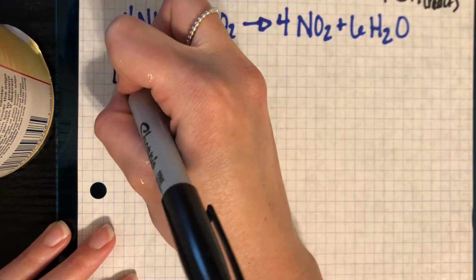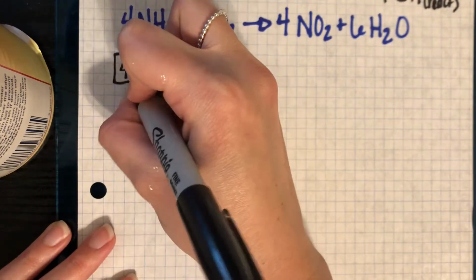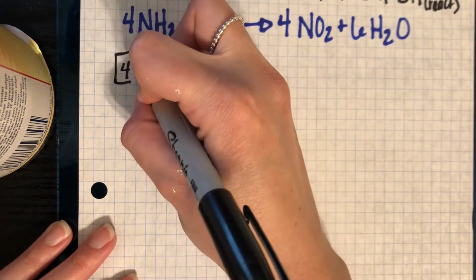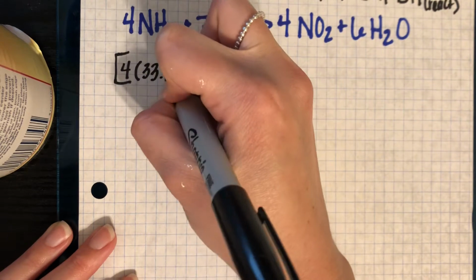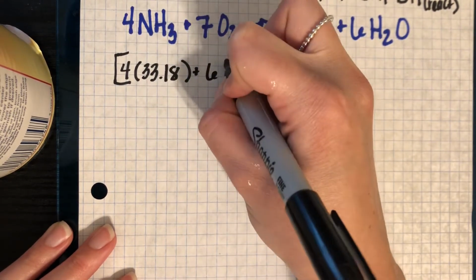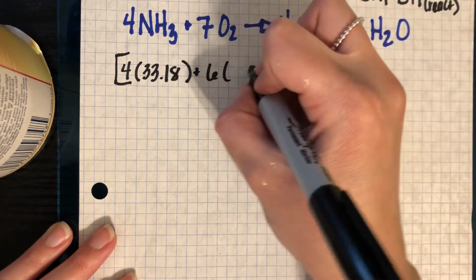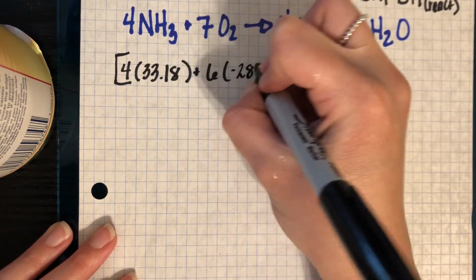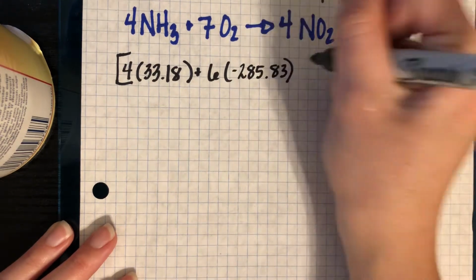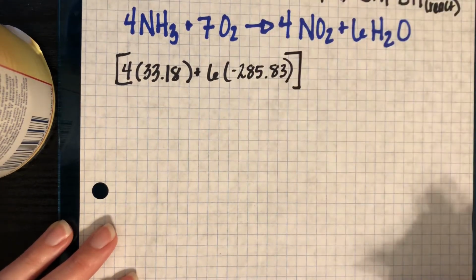So starting with products, we have 4 times 33.18 for the NO2, plus 6, and on the chart it said negative 285.83. Close it, and close my brackets because I'm done with the products.